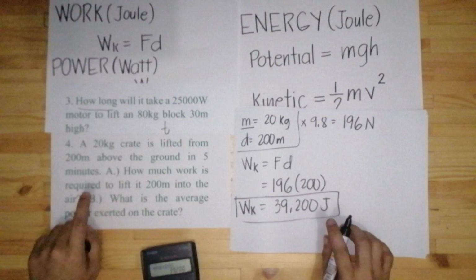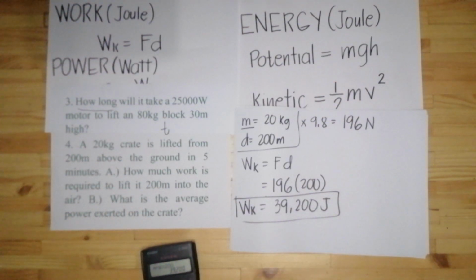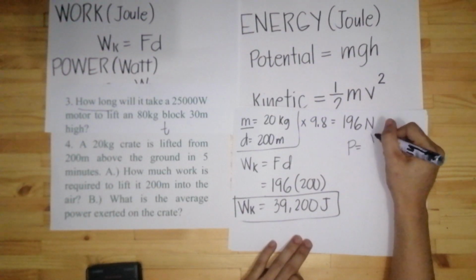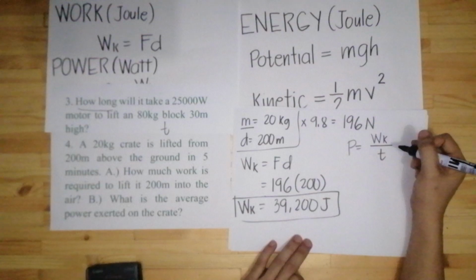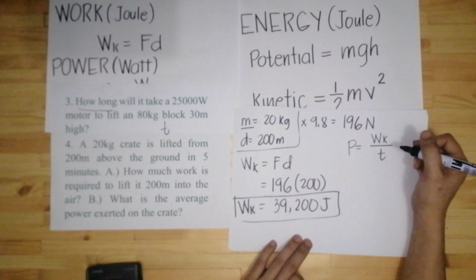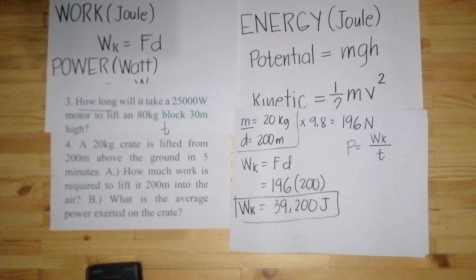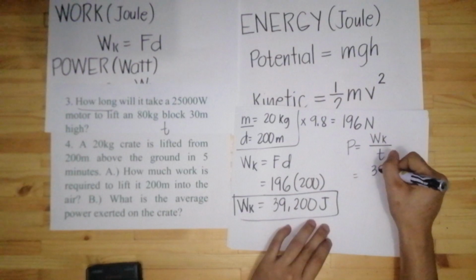That is for letter A. What about in letter B? What is the average power exerted on the crate? So power naman yung hinahanap. Ang power ay may formula na work over time. So, paano natin kukunin yon? What is the average power exerted on the crate? So, dito, meron tayo dapat work. So, may work na tayo, which is 39,200.